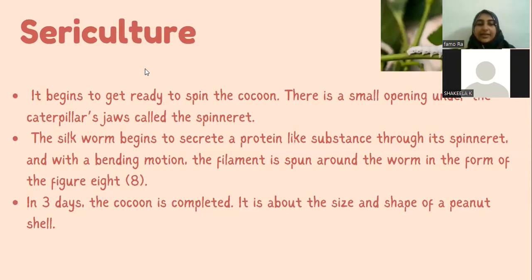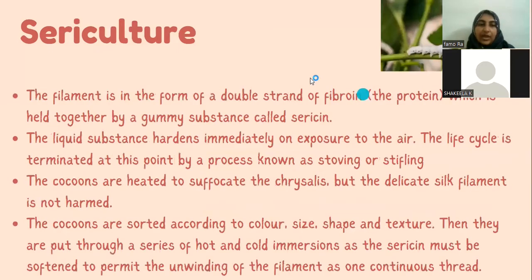In 3 days the cocoon is completed. It is about the size and shape of a peanut shell. So within a matter of 3 days you get the complete cocoon. Now the filament is in the form of a double strand of fibroin. The protein is called fibroin, which is held together by a gummy substance called sericin. The gummy substance inside the filamentous thread is called sericin.